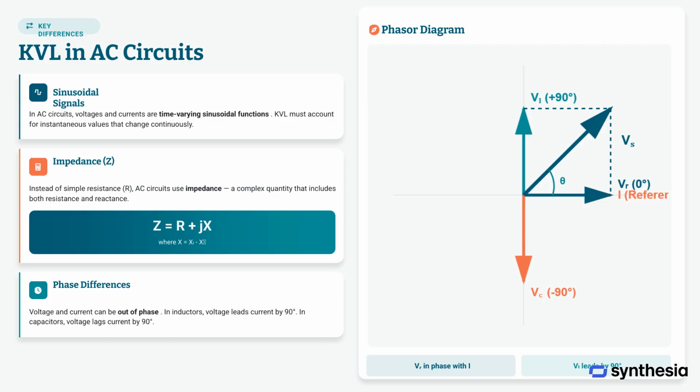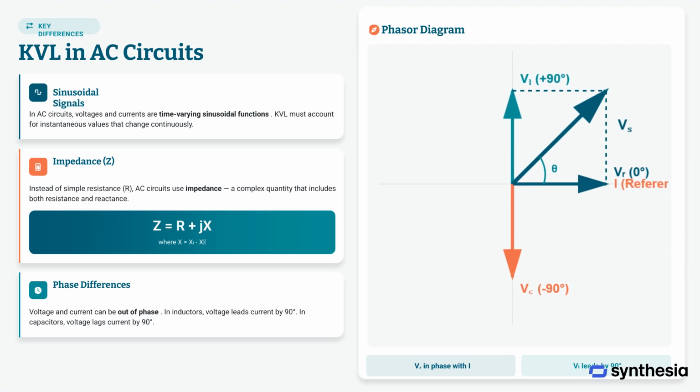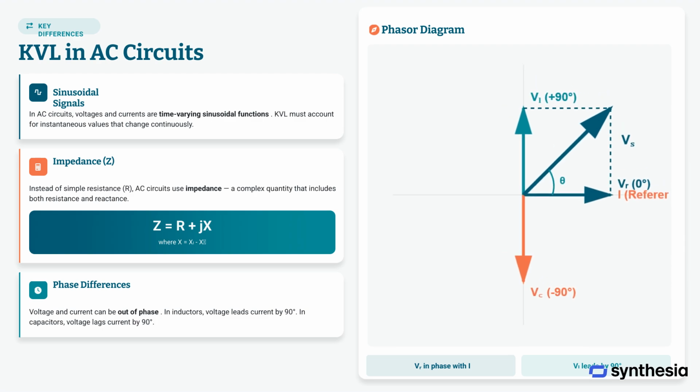Another key difference is phase shift. For example, in an inductor, the voltage leads the current by 90 degrees, while in a capacitor, the voltage lags the current. Because of this, we usually use phasor analysis when applying KVL in AC circuits.